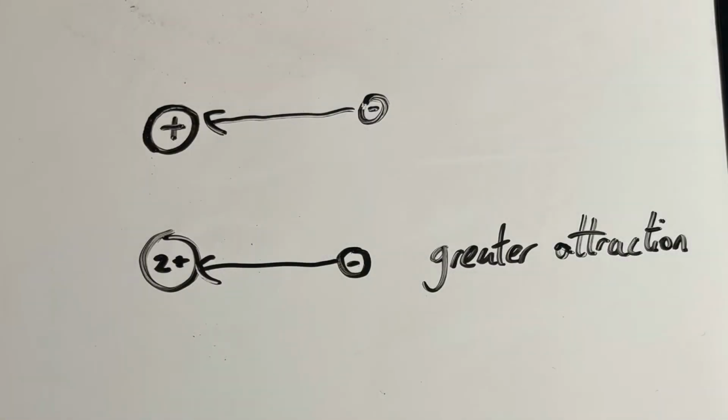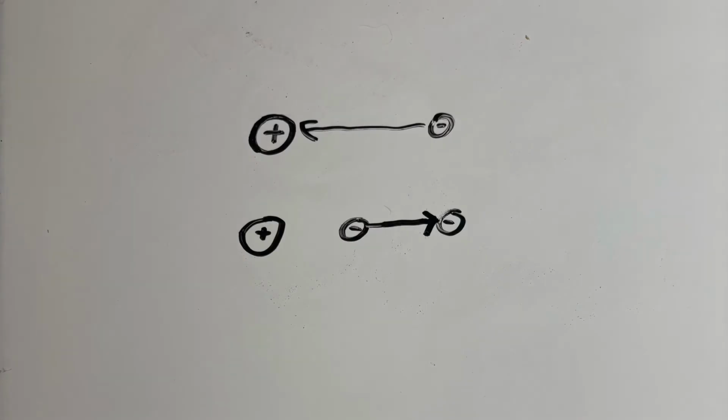Now, the more charge a nucleus holds, the greater the attraction is between the negative electrons and that nucleus. So the higher the nuclear charge, the greater the attraction. Now, the last is shielding. So this one's the most complicated out of all of them by far. But it's really simple once you get to understand it.